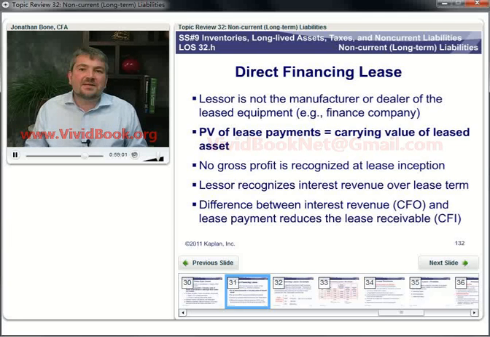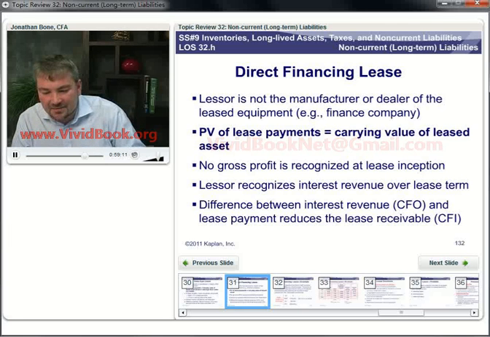Again, the difference between interest revenue, which will go through CFO, and lease payments, which will go through CFI, principal payments, reduces the lease receivables in your balance sheet. So the asset should fall over time.